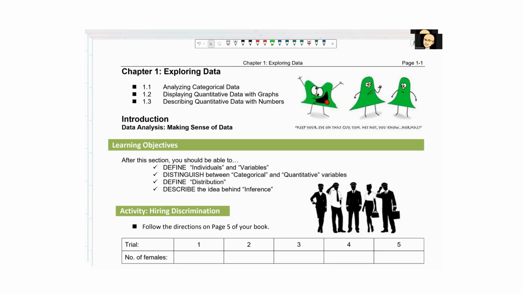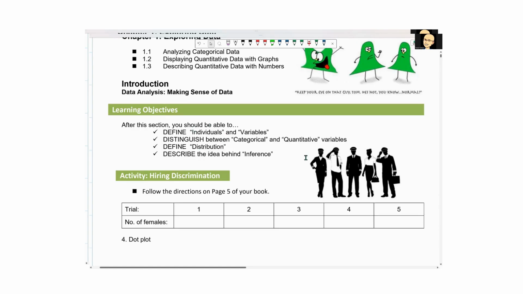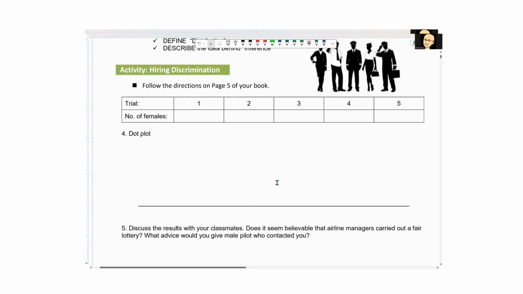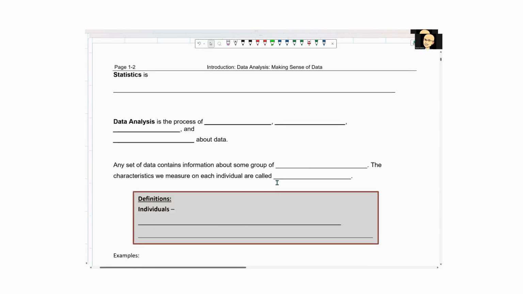Okay, this is a lecture which is matching up to the introduction of chapter one. It's really more like the introduction to the entire book. In this section, we want to do some discussion about some basic vocabulary that we're going to be using in our class for the entire year. The first page, besides describing the learning objectives, has a hiring discrimination activity. We're going to do that in class, so don't worry about that. We're just going to sort of hop into page two here.